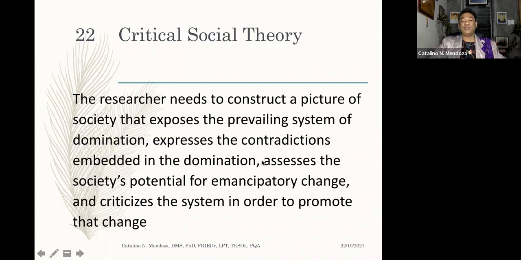Okay, so the researchers need to construct a picture of society that exposes the prevailing system of domination, expresses the contradictions embedded in the domination, assesses the society's potential for emancipatory change, and criticizes the system in order to promote the change. It only happens if there is what we call freedom of the people. If there is no freedom among the people within a certain community, critical social theory will not be made possible.